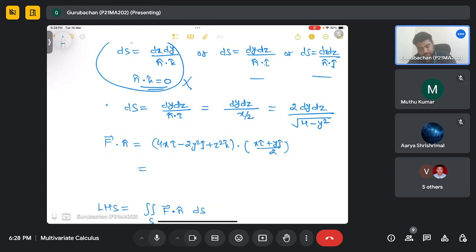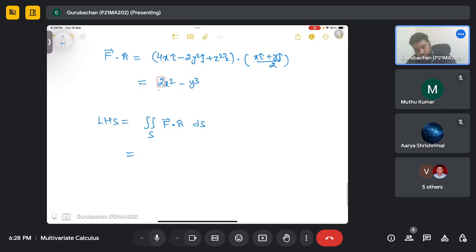So this will give us 2x square minus, what will it give, y cube. Is it correct? Okay. So let us put all the values here: 2x square minus y cube, and we know that our value of ds is dy dz divided by x by 2, so we have changed it to 2 by x.